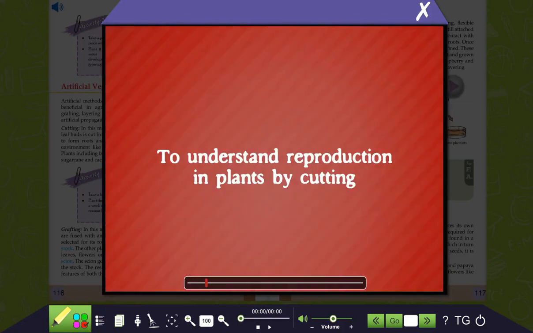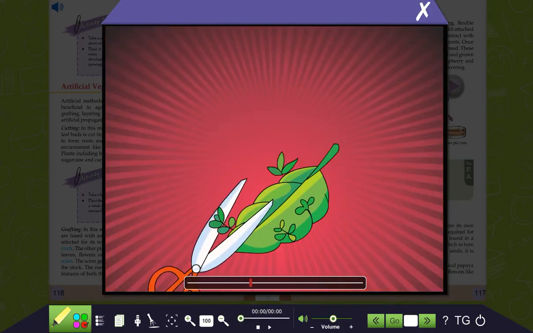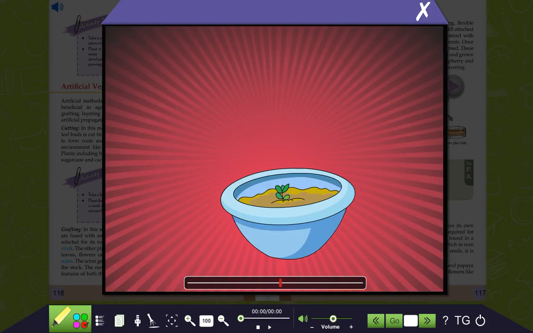Activity 3. To understand reproduction in plants by cutting. Take a leaf with some buds of bryophyllum. Plant these leaf cuttings in a pot. Observe how within a week these cuttings develop into new plants and resume flowering.